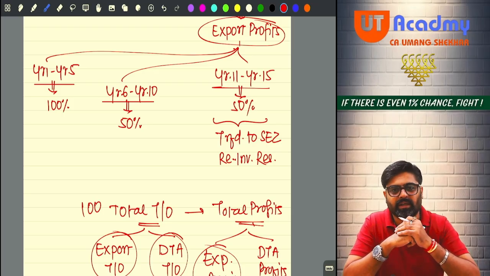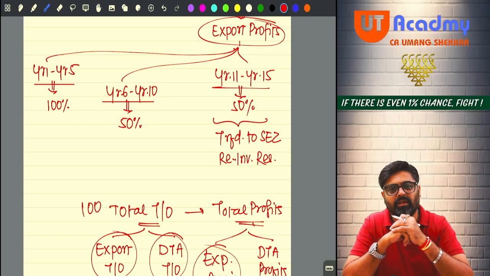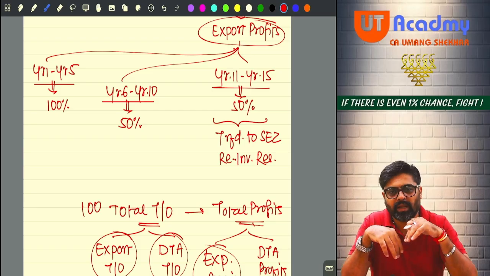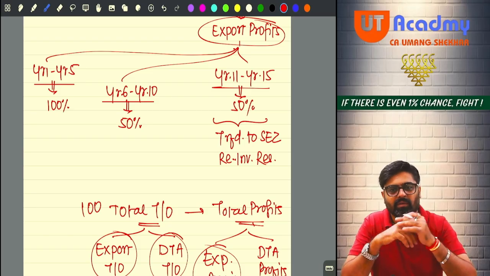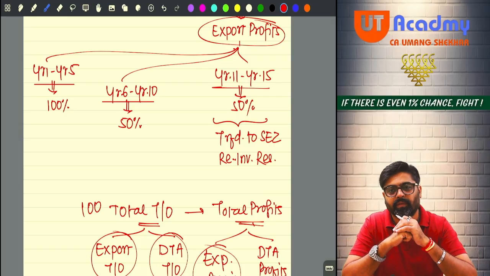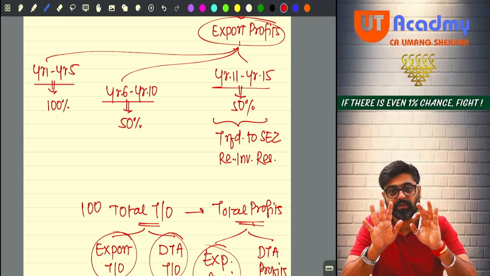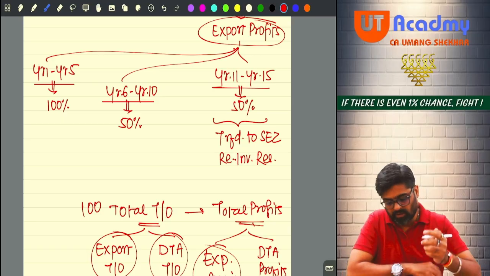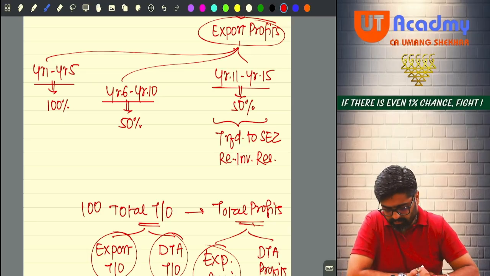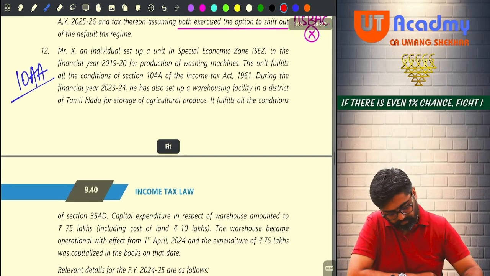For example, I started my manufacturing business in SEZ last year only, 23-24. Will I get the deduction under 10AA? No. I should have started my operations in 2019-20. Yes or no? So now, can we solve the questions? Are we ready? Okay.